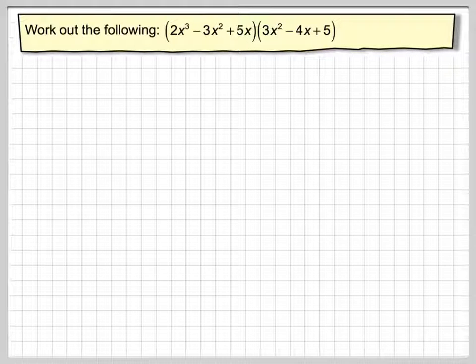Right, in this video we're going to look at multiplying out polynomials. So we've got to work out 2x cubed minus 3x squared plus 5x times 3x squared minus 4x plus 5. So we've got a cubic times a quadratic.